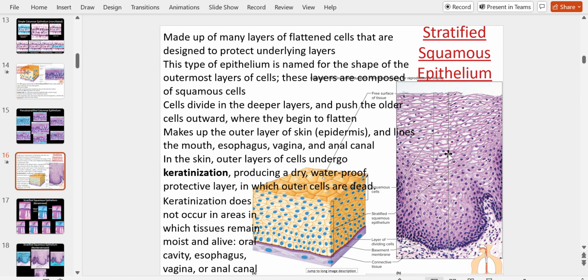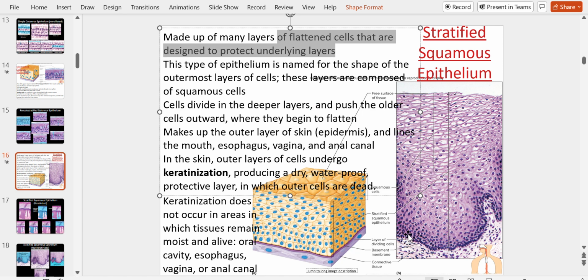Stratified squamous epithelia, we'll get into this in next week's class when we introduce our first organ system, the skin, the integumentary system. The stratified squamous epithelium is made up of many layers of flattened cells that are designed to protect underlying layers. This type of epithelium is named for the shape of the outermost layer of cells. These layers are composed of squamous cells.